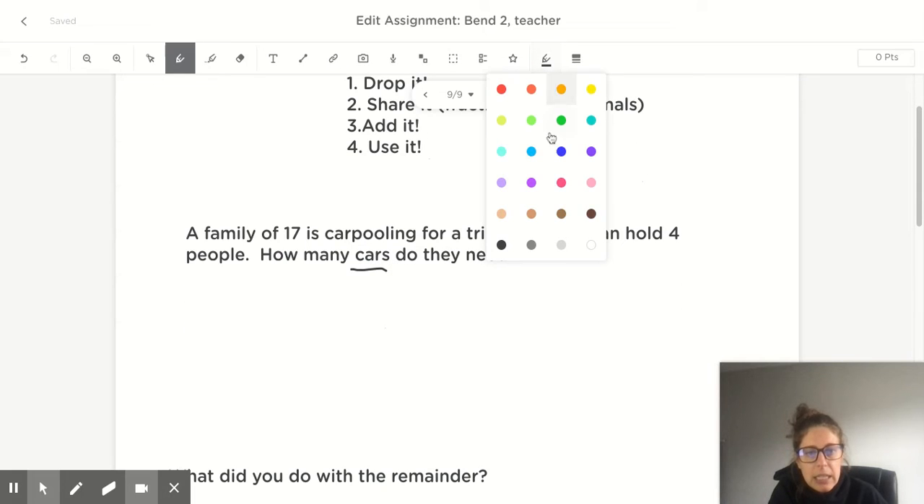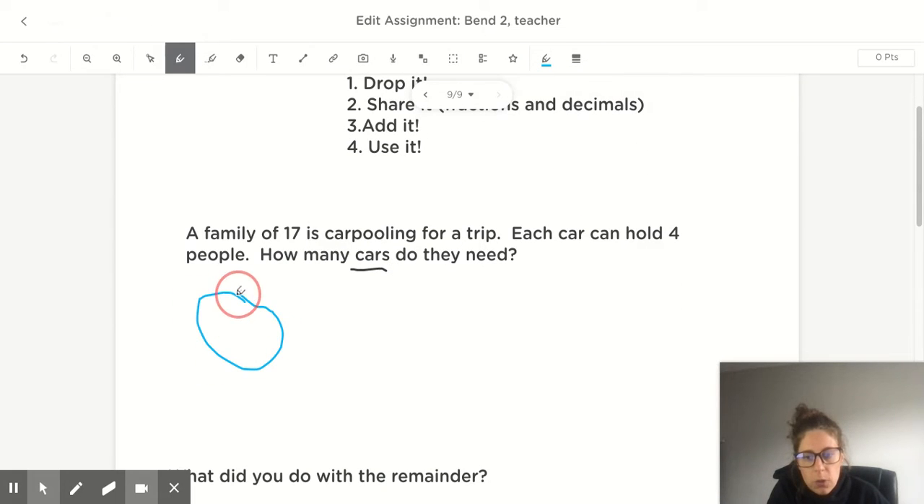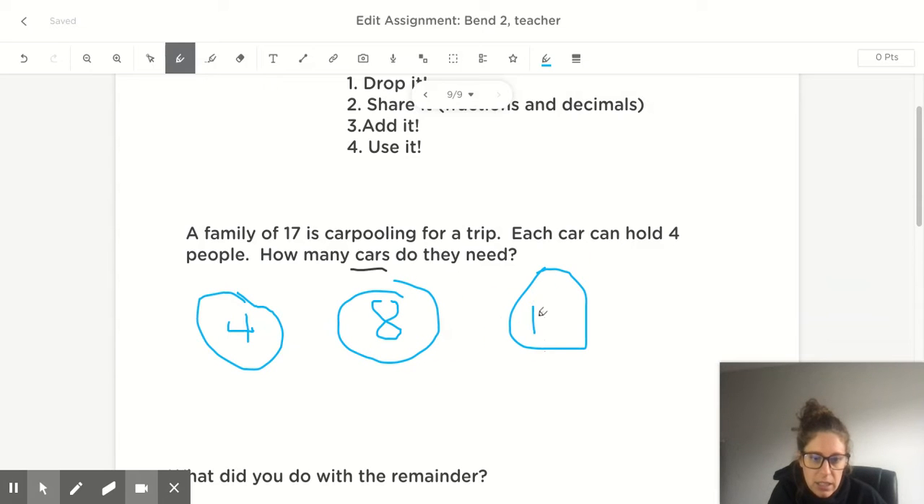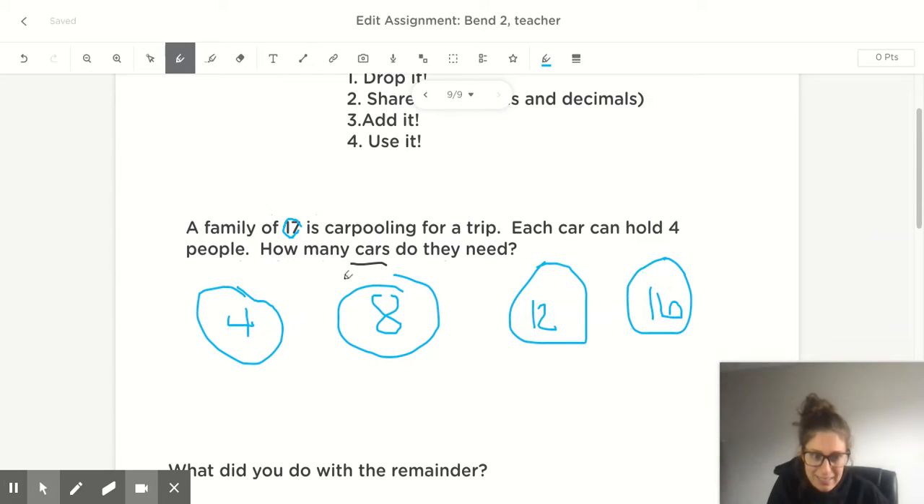Well, let's see. One car holds 4 people, so there's 4. That would be 8 people. These are cars. That would be 12 people. That would be 16 people. Well, we can't just leave this 17th person behind, right? We can't just forget about them, and the car won't fit another person. So we're going to have to bring a whole extra car for this 17th person.